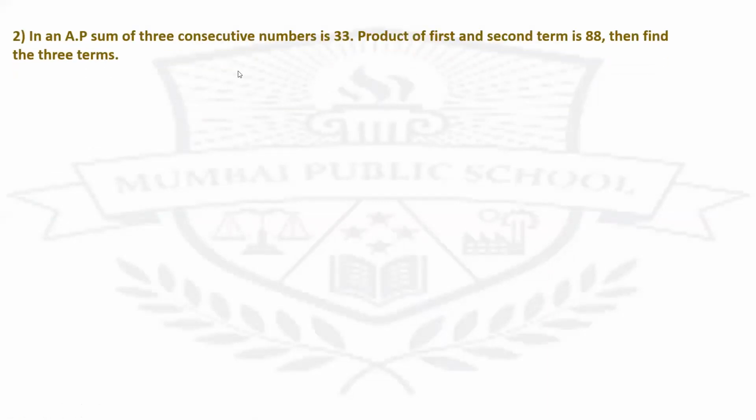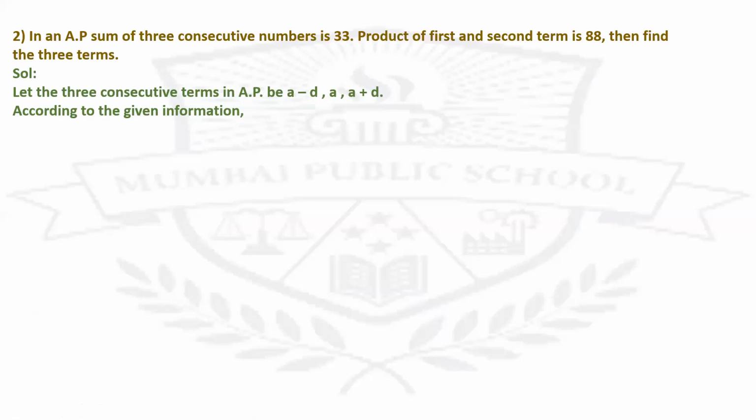Next, the sum of three consecutive terms is 33, and the product of the first and the second term is 88. Find the three terms. Again, the same thing, check. Consecutive terms: A minus D, A and A plus D. Taking the information, sum of the three, add all three. A minus D plus A plus A plus D is 33. 3A equals 33. So A equals 33 upon 3. So value of A is 11.